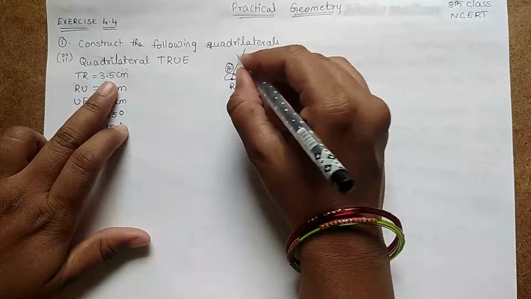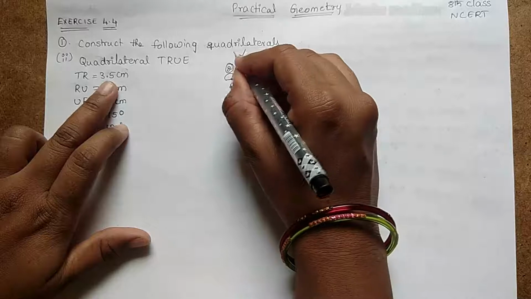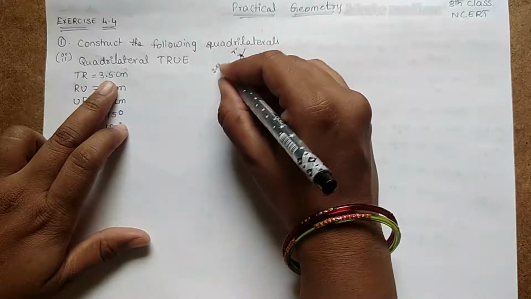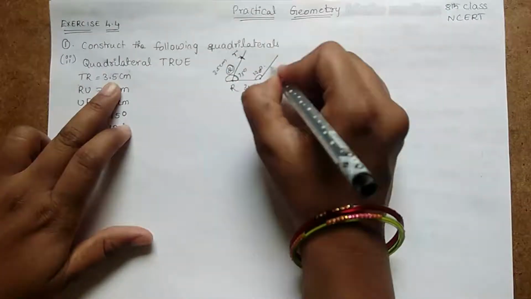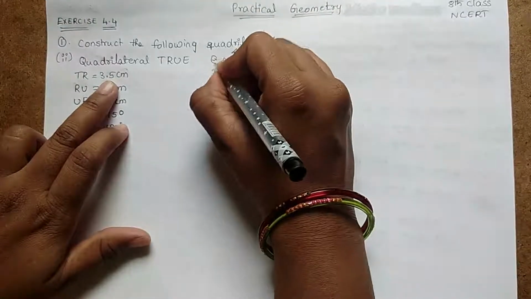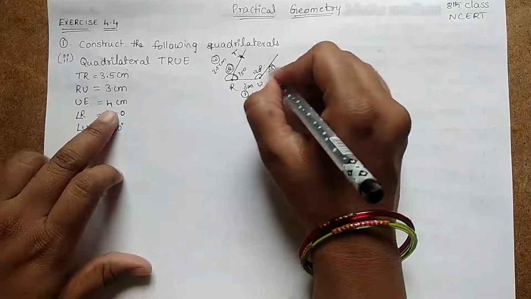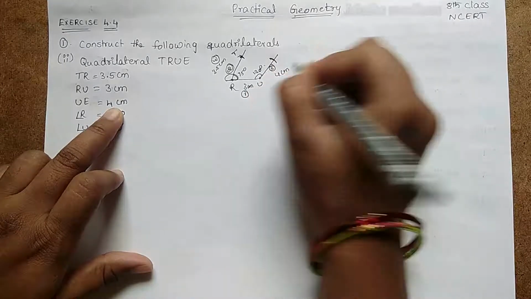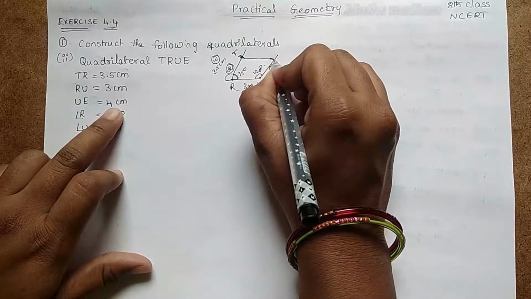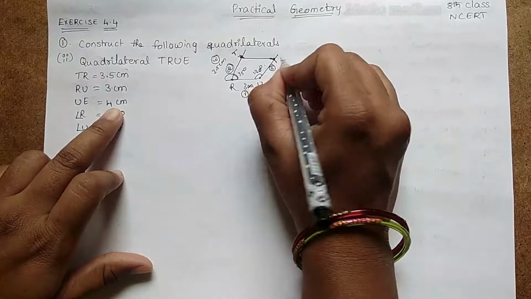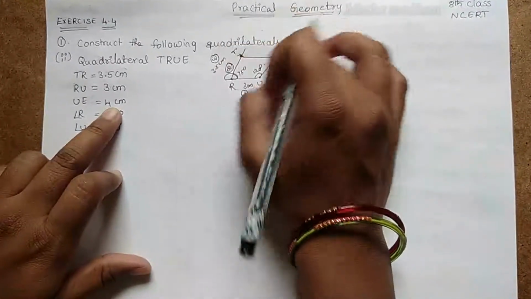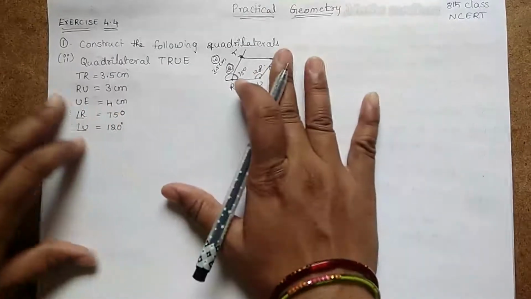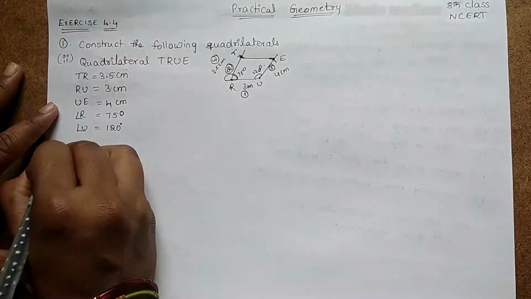So from R we have to make an arc. This is said to be T, that is with 3.5 centimeters. This is step 3 and this is step 4. Similarly at U, UE as 4 centimeters. Make an arc with 4 centimeters. Mark it, join these two lines. This is E. The TRUE quadrilateral is constructed here. Now let's move into the answer.